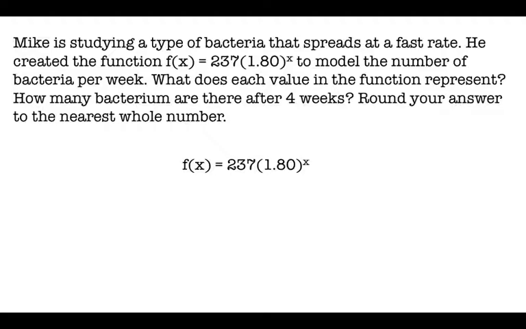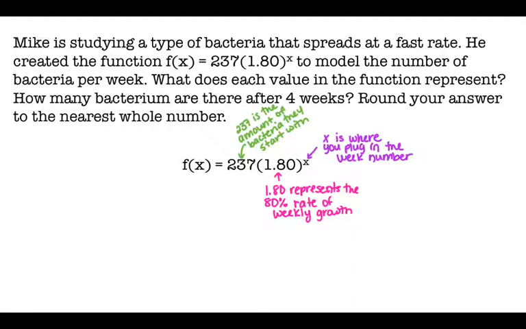So we have f of x equals 237 times quantity 1.80 to the x power. So that 237 is the number that's in front, which tells me that that's the number that they started with, the number of bacteria they had when they first started the study. And then our 1.80 is going to represent that it's a growth, and bacteria does grow. That makes sense. And it's growing at a rate of 80%, and that's because, remember, we had a formula when we were doing this from the previous assignment.